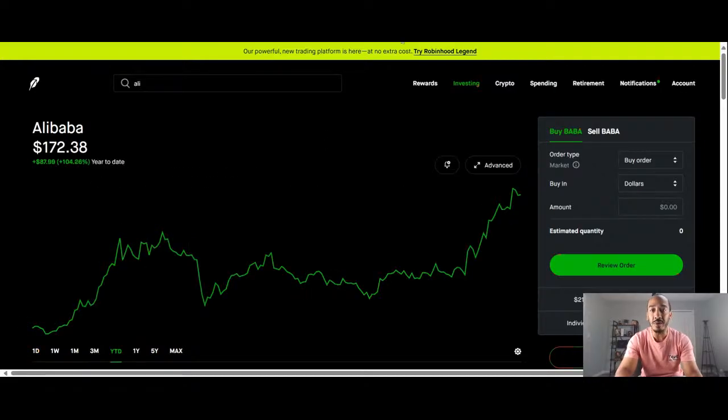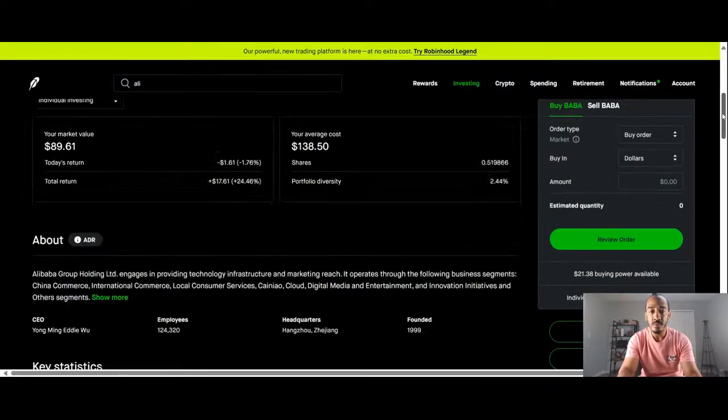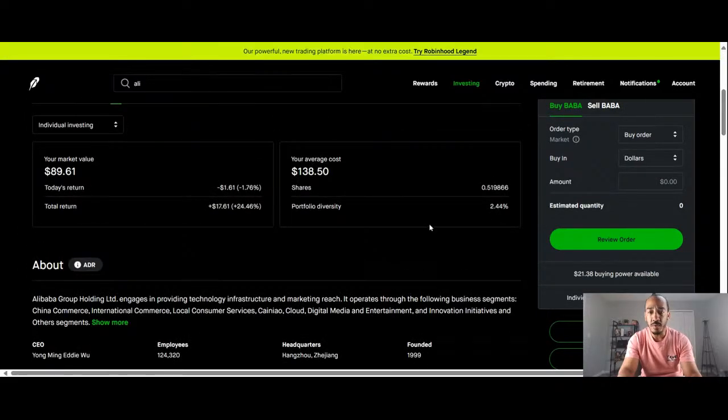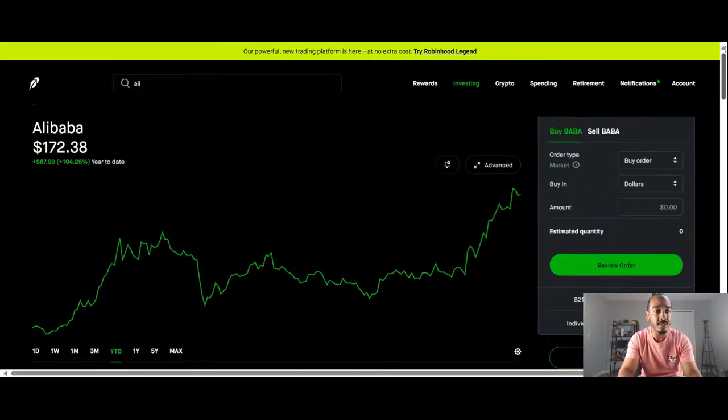So Alibaba year to date, if you're jumping in Alibaba now, you missed a massive run up. They're up $87 year to date, which is 104%. We own Alibaba. I think we only have 0.5 share of Alibaba. Yeah, we got a half a share of Alibaba, only 2.4% of the portfolio, but we got an average of 139 when the stock price is 172, right? So it's up a lot.